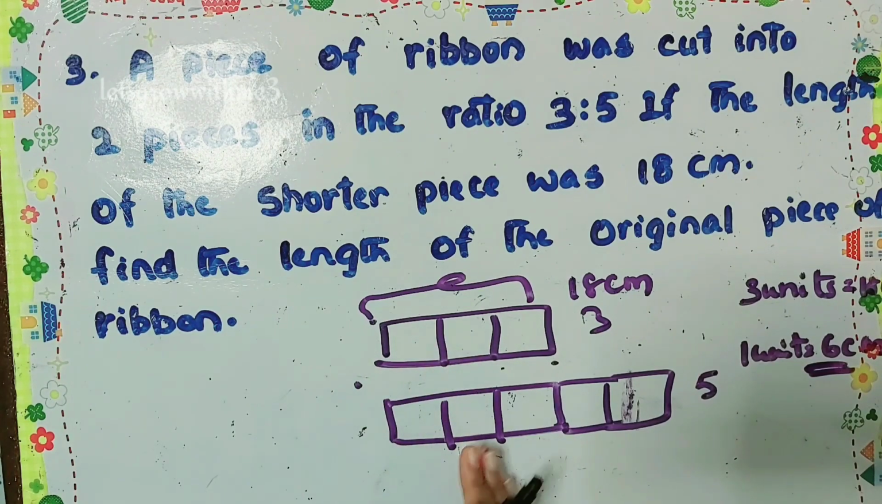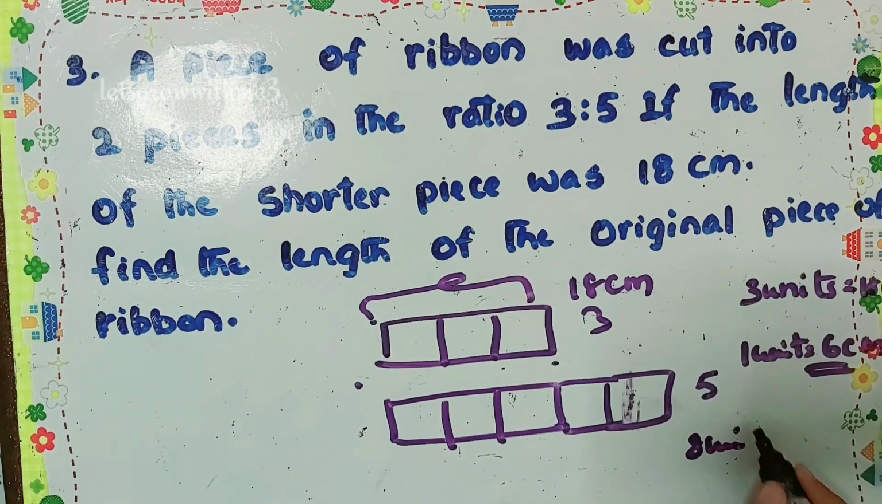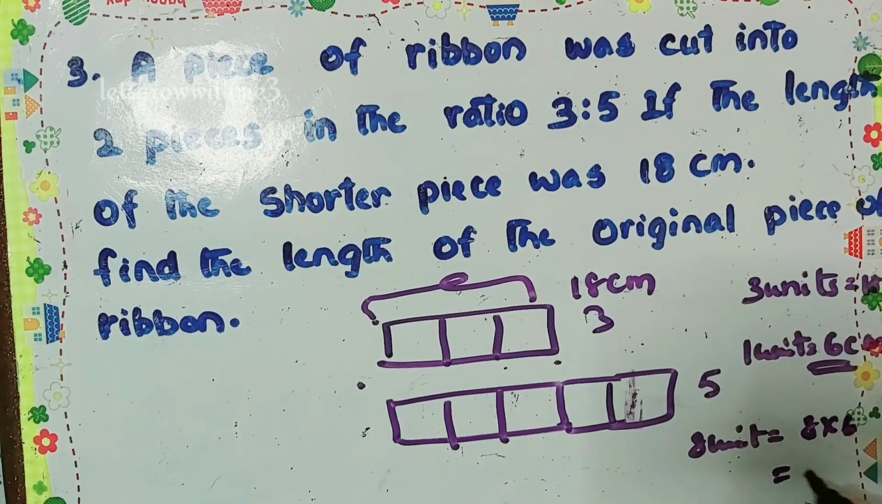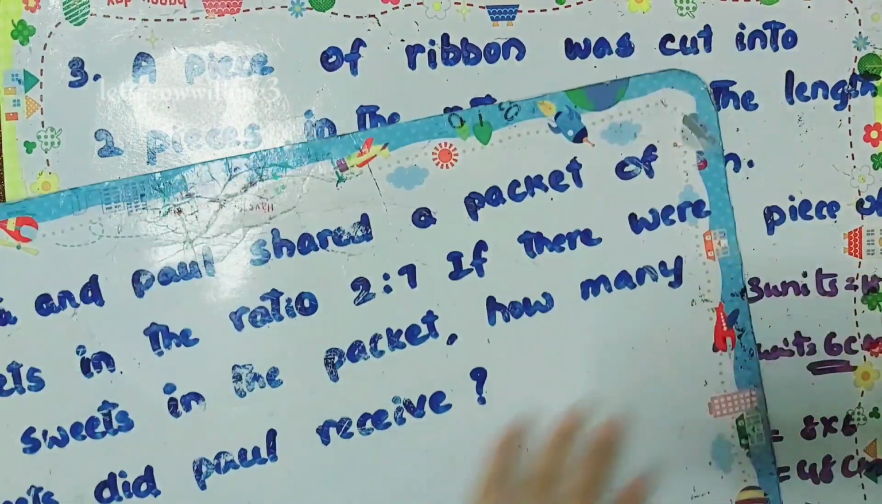What is it saying? Find the length of the original piece of the ribbon. So what's the length of the original piece of the ribbon? Which is 8 units. So 1 unit is 6 centimeters, then 8 units is equal to 48 centimeters. So that's it. It's a very easy problem, we can easily solve. And next let's see another problem.